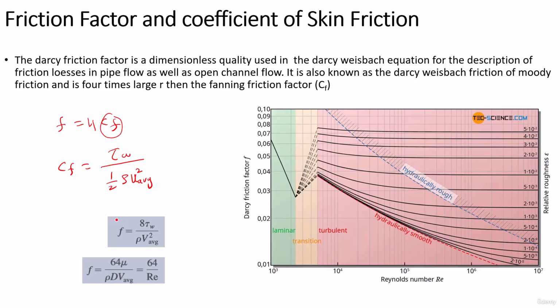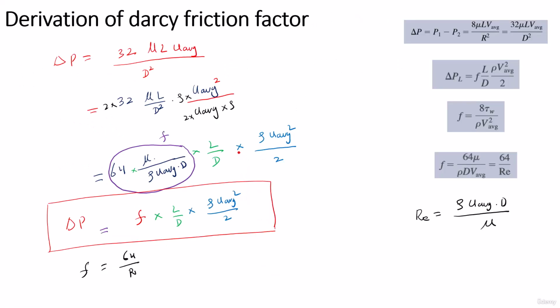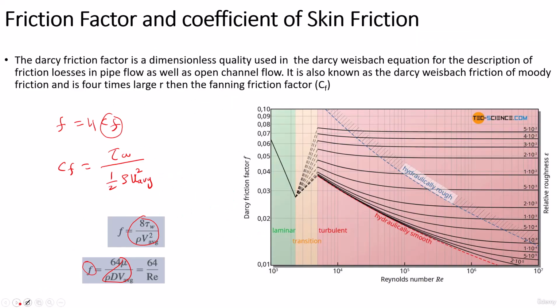But the friction factor, or Darcy friction factor, is given by this term. We will derive this one also. In laminar pipe flow, this is equal to 64 mu upon rho V D average. This is actually the Reynolds number, so this becomes 64 upon Re. So in the case of laminar flow, we are actually here.